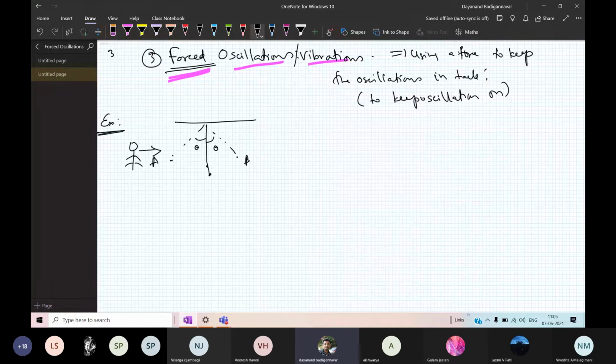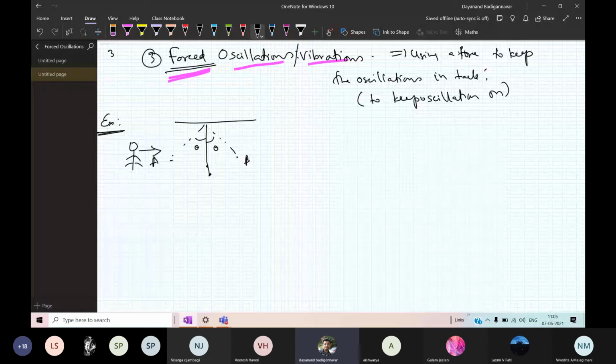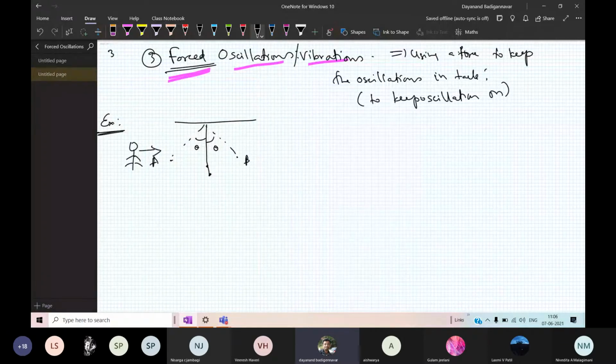You are getting the point. This is a perfect example of a forced oscillation, where you are swinging with the help of your friend who is applying the force at a regular interval of time. That is very important: at a regular interval of time. I will tell you why you need a regular interval of time. Now I hope you got the point of an example of a forced oscillation, forced vibration.